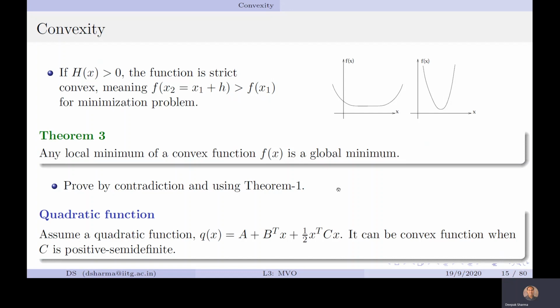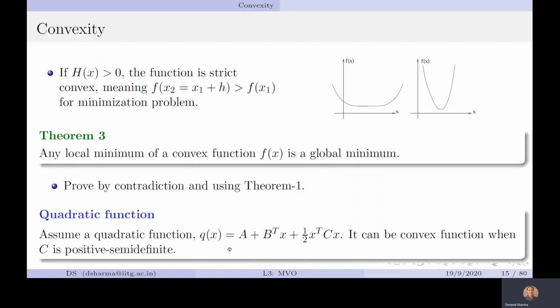Now look at the quadratic function. If you can write any equation as a quadratic equation, let me tell you about this function. Q(x) equals A plus B transpose x plus half of x transpose Cx. So this particular equation includes all the terms that are required for a quadratic equation for two variables, say x1 and x2. So it can be convex when C is positive definite.